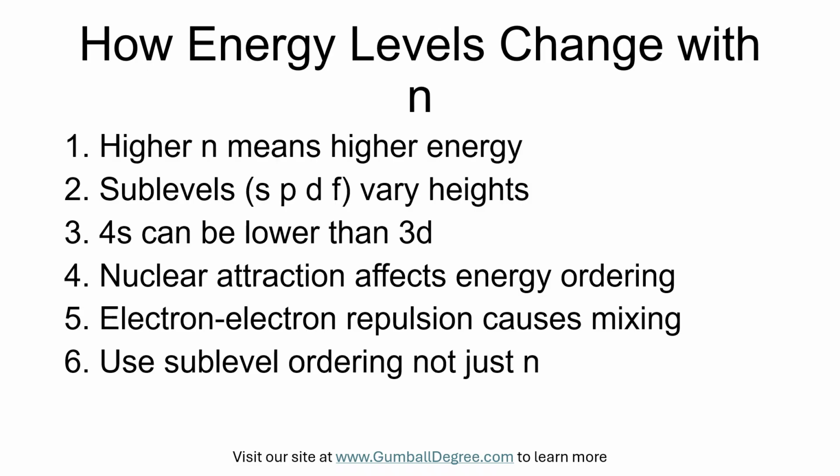Each higher shell number n is a step that is usually higher in energy, so electrons on those steps have more energy. Within each step, there are smaller platforms called sublevels like S, P, D, and F. And those platforms can sit at slightly different heights. Sometimes a platform on the fourth step can be lower than a platform on the third step, which is why 4s can be lower than 3d.